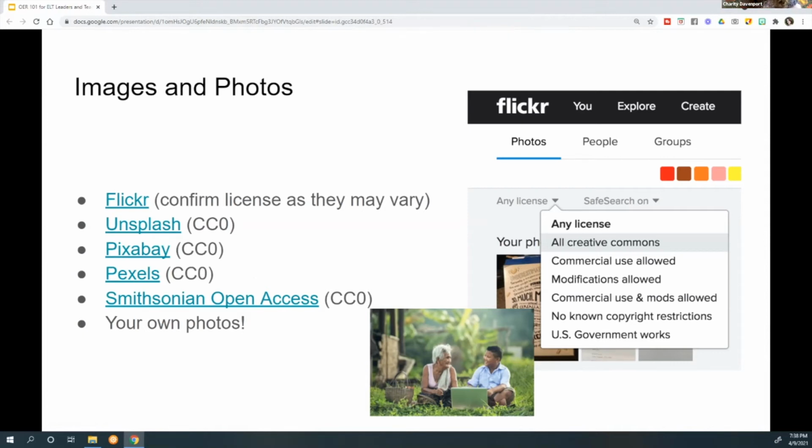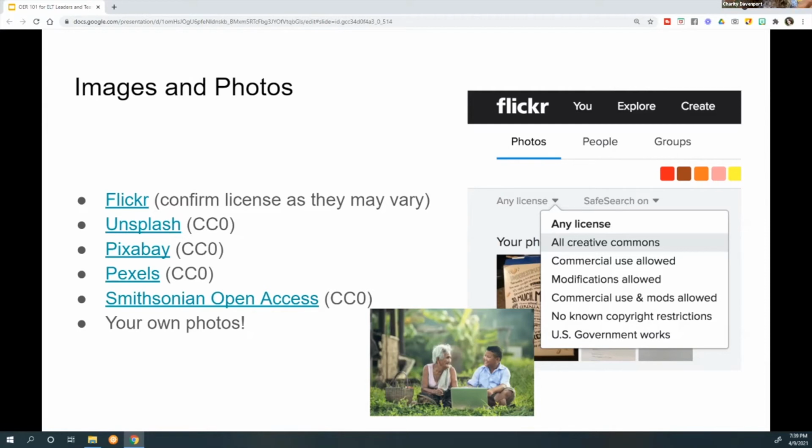One of the licenses that we didn't really talk about is CC0, which basically means the author has donated their work to the public domain. Unsplash, Pixabay, and Pexels have really good stock-photo-ish images that are free to use. And Smithsonian Open Access also has a lot of museum photos that you could use.